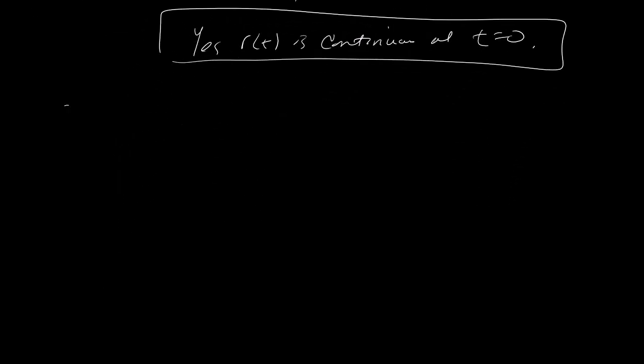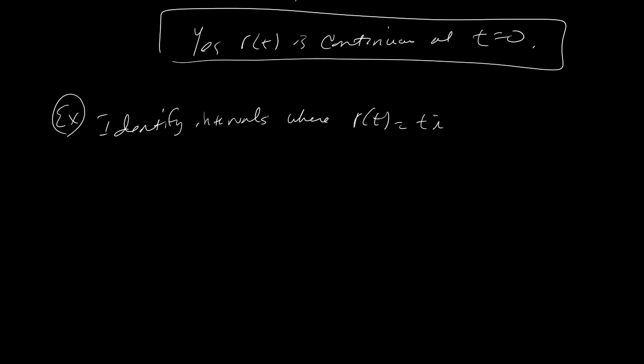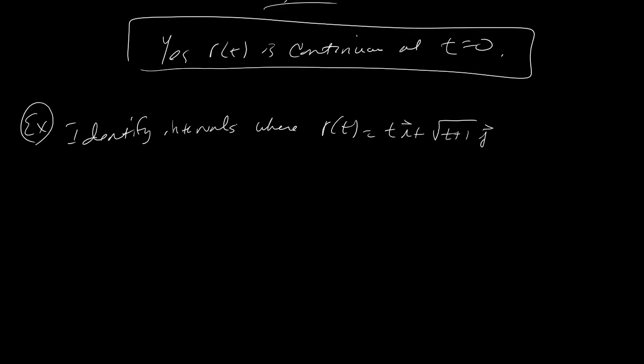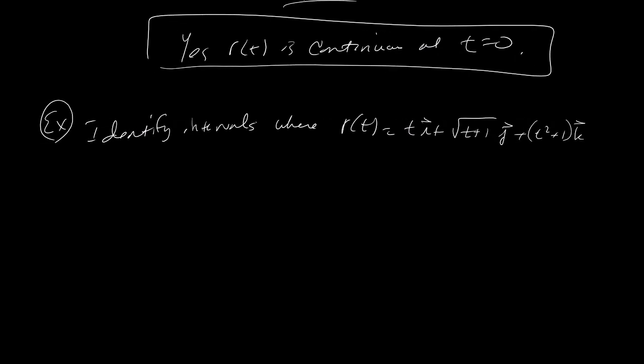Okay, so another example. Identify the intervals where r of t equal to t in the i direction plus the square root of t plus 1 in the j direction plus t squared plus 1 in the k direction is continuous. I keep forgetting to put the arrow above r, but r of t is a vector valued function.